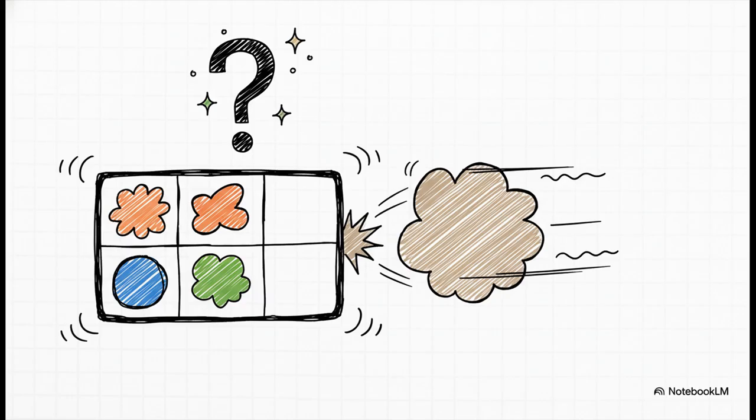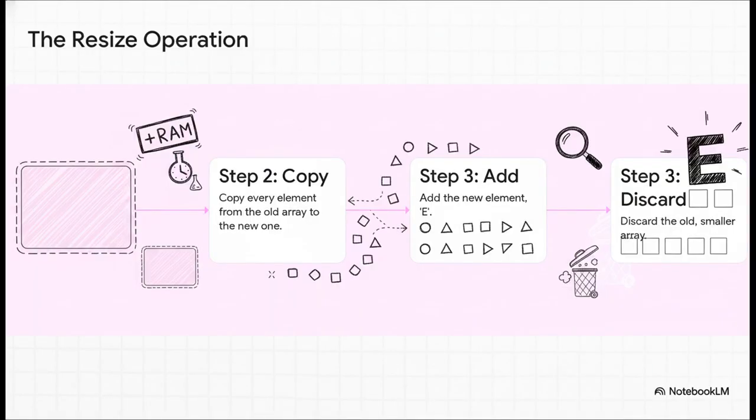This is where that behind-the-scenes magic kicks in. Of course, it's not really magic. It's just a really clever automated process. First, the system quietly goes and creates a brand new, bigger array, usually doubling the capacity. Then comes the grunt work. It has to copy every single element from the old array over to the new one.